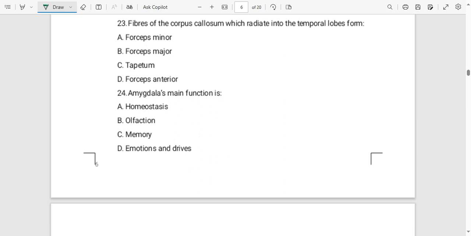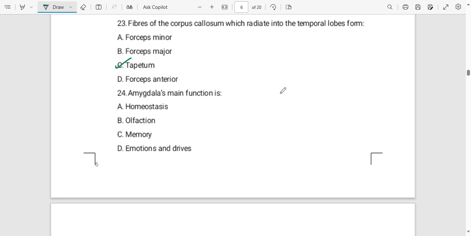Next question. Fibers from the corpus callosum which radiate into the temporal lobe form: A, forceps minor; B, forceps major; C, tapetum; D, forceps anterior. Anyone that can help with this one? Anyone? Okay, it's C. Thank you so much. That's the correct answer.